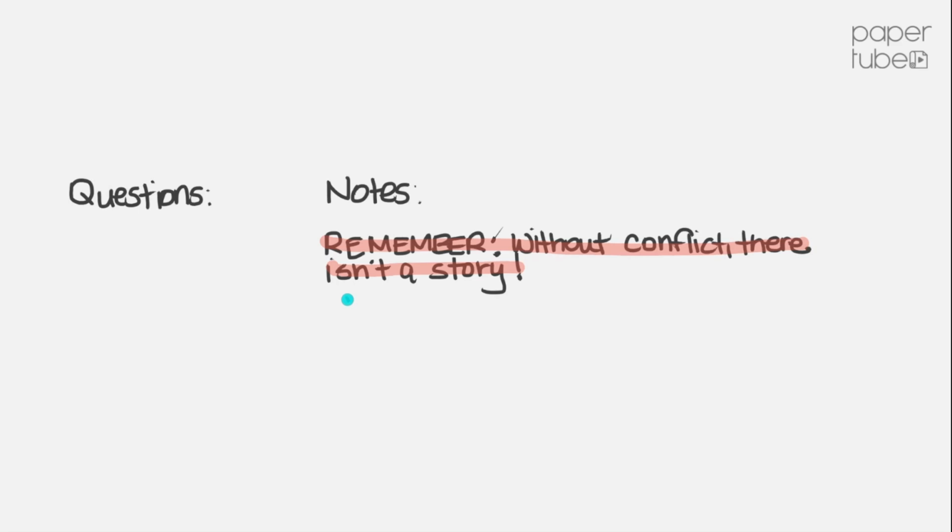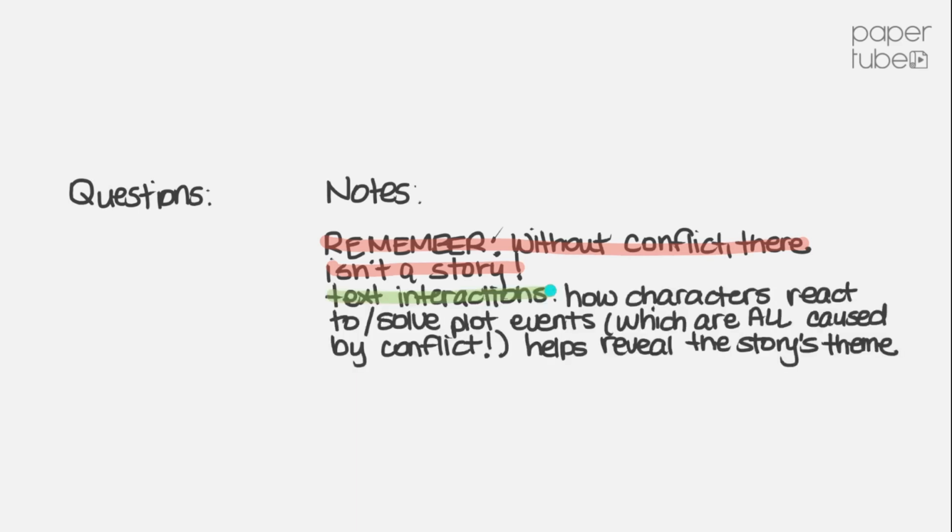So one thing I really need you guys to remember about plot is that without a conflict as part of the plot, there isn't a story. We have to have a conflict that the story can revolve around. We have to have a conflict for the rising actions to happen. We have to have a conflict for the climax to happen. We have to have a conflict for resolution. So everything revolves around the conflict.